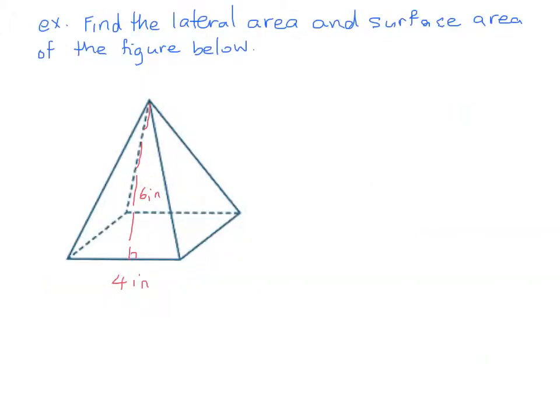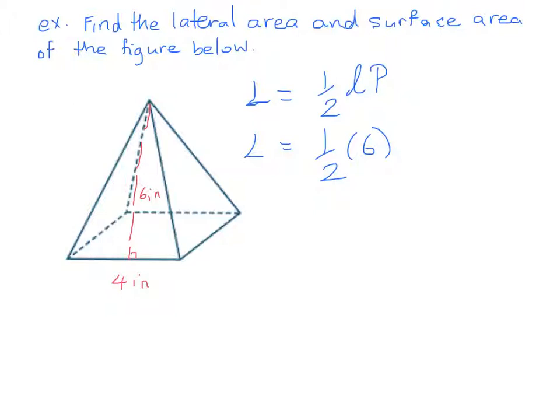Okay, so here we're being asked to find the lateral area and the surface area of this figure. And this figure is a square base pyramid. So in order to figure out the lateral area, we now know that the lateral area is going to be equal to a half LP, where L is the slant length, so that length right here, and P is the perimeter of the base. So now that we know this, we can go ahead and just plug in, substitute into our formula. A half L, or slant length, is 6 times P.